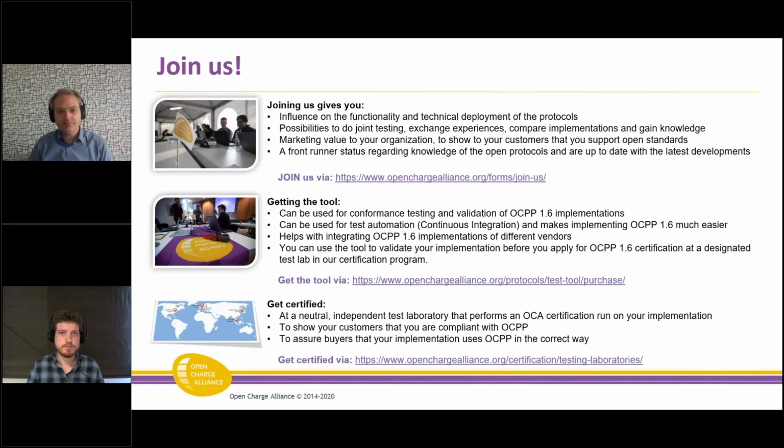Can the central system also act as a certificate authority? Yes, that is possible. Of course, it's always up to the implementer to decide what is secure enough for your implementation. But if you are a central system, you can, if you want, sign the certificate yourself with your central system root certificate.